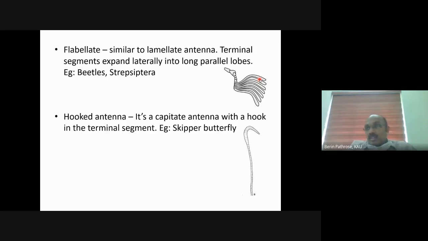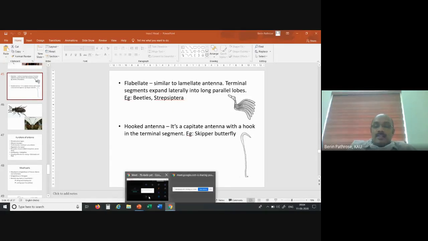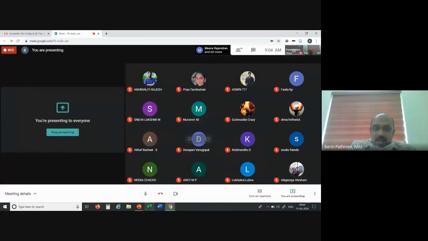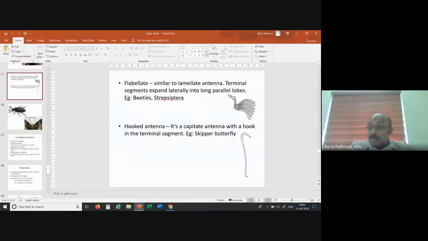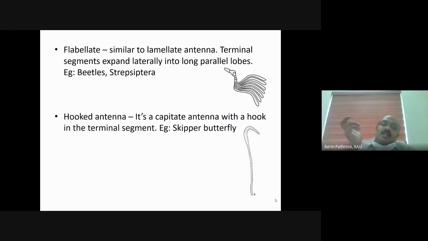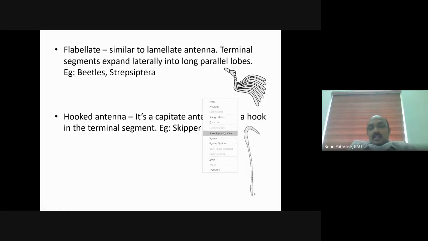Earlier in lamellate antenna it was oval in nature, but here it is an elongate process. That's the basic difference between flabellate and lamellate antenna. Certain beetles in the family Rhipiphoridae have this kind of flabellate antenna. Another insect group with flabellate antenna is Strepsiptera, which you will discuss later in the taxonomy part. So the last terminal segments are expanded laterally into elongated structures, whereas in lamellate antenna they were oval or globular in shape.